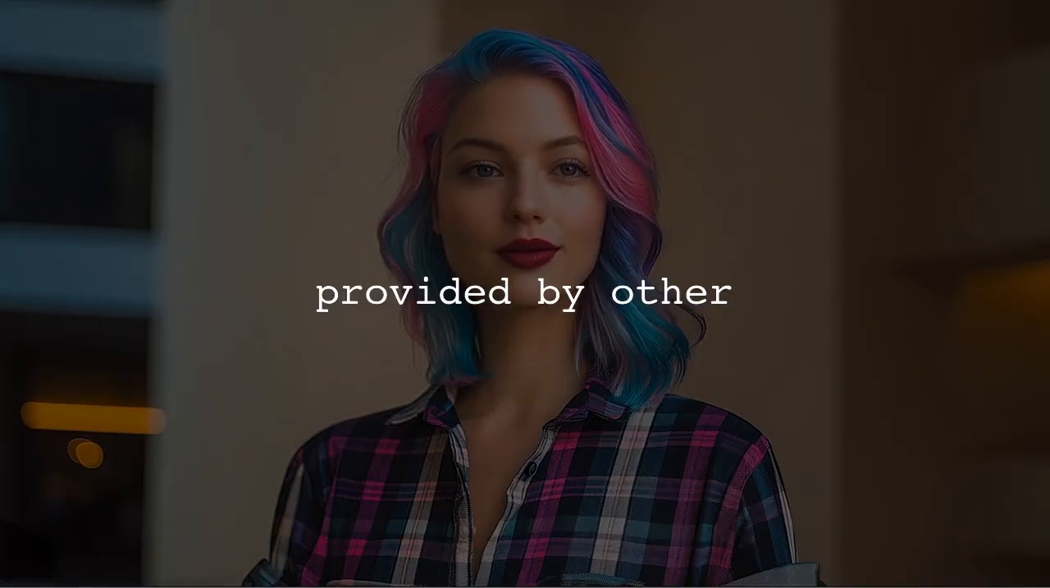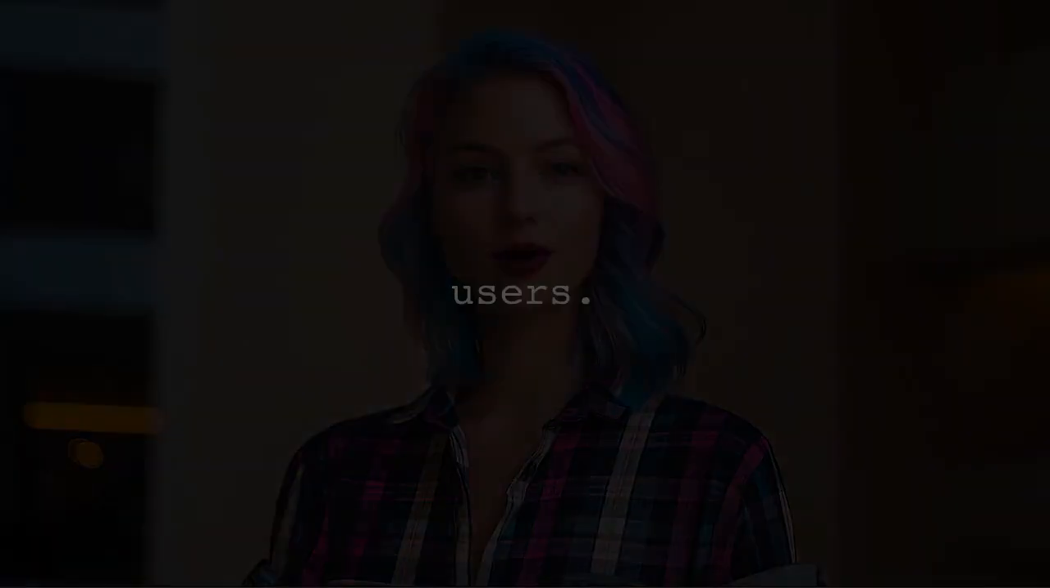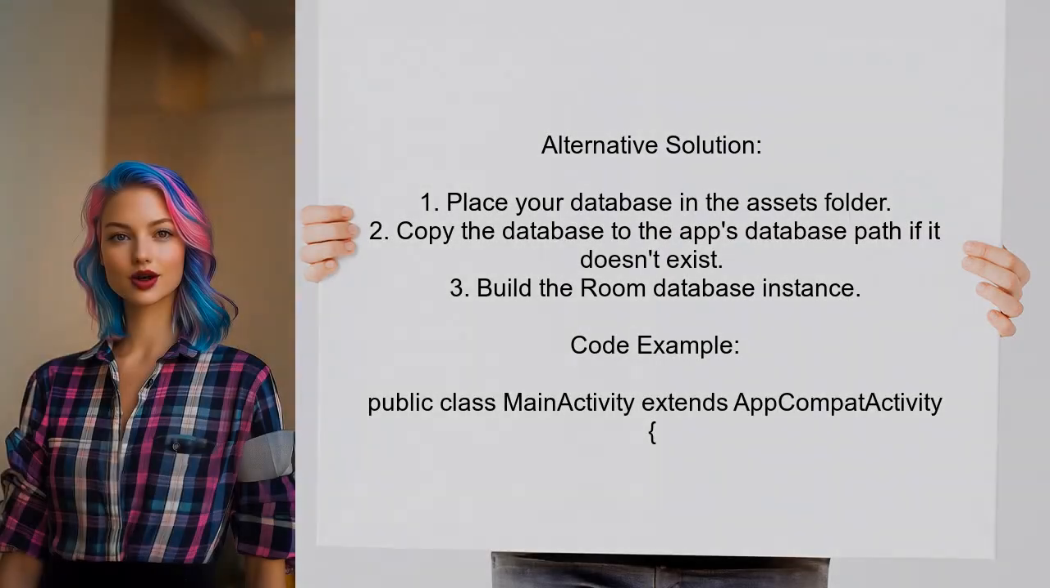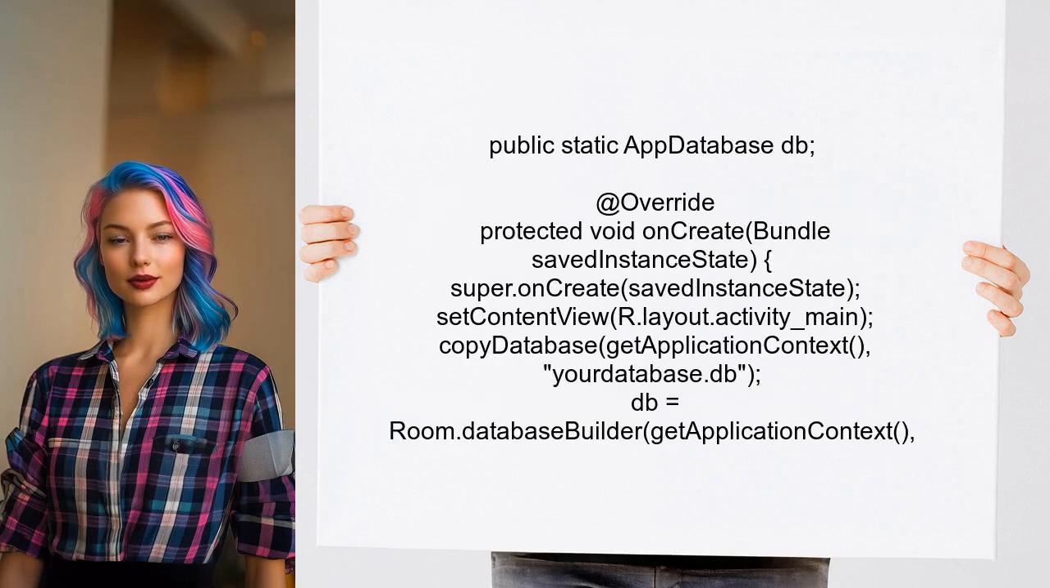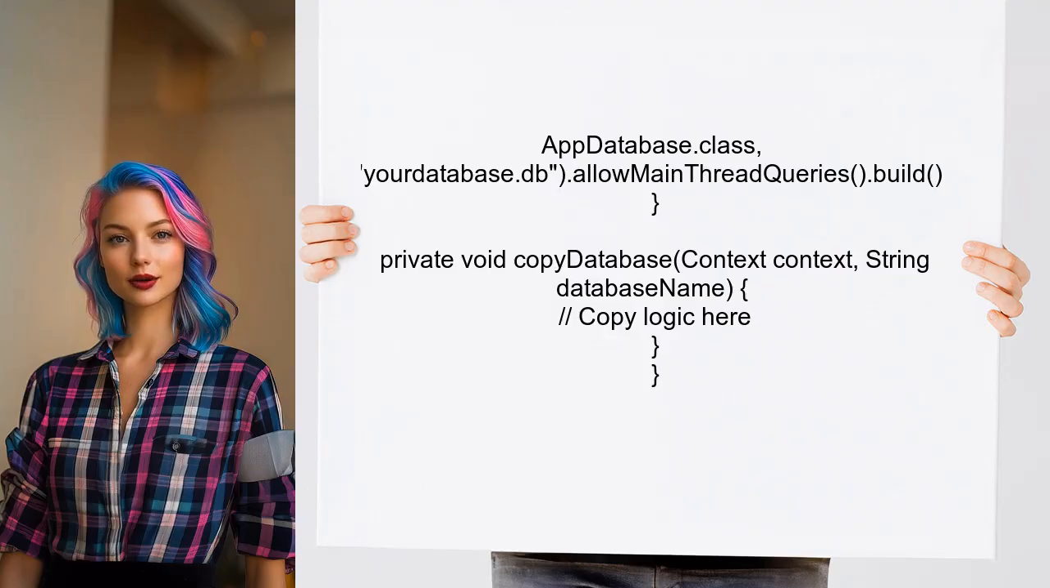Now let's look at the answers provided by other users. An alternative approach to using Room with a pre-populated database involves copying the database from the Assets folder. First, ensure your database is in the Assets folder. Then, in your main activity, copy the database to the app's database path if it doesn't already exist. Finally, build the Room database instance using the copied database.